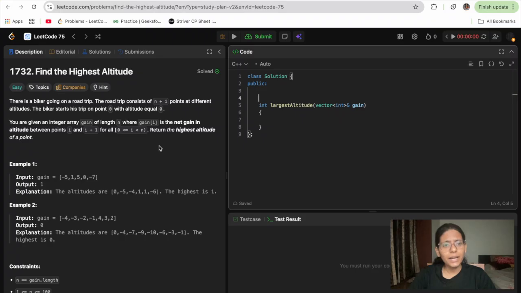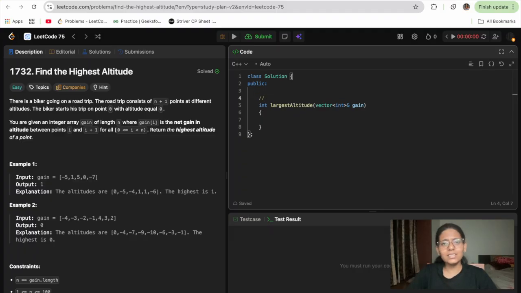There is a biker going on a road trip. The road trip consists of n plus 1 points at different altitudes. The biker starts his trip at point 0 with altitude equal to 0. You are given an integer array gain of length n, where gain[i] is the net gain in altitude between points i and i plus 1. Return the highest altitude of a point. So we are starting from ground level, that is altitude equal to 0, and they are giving the gain.